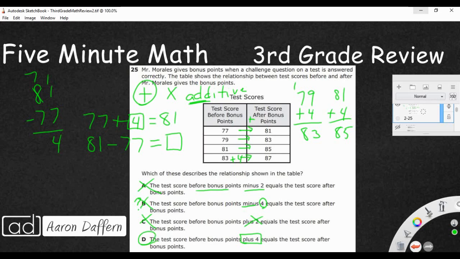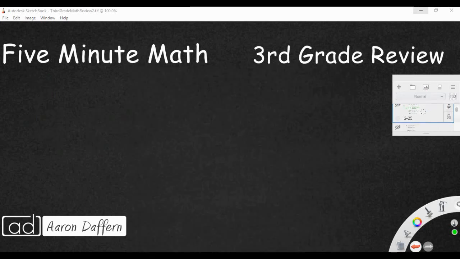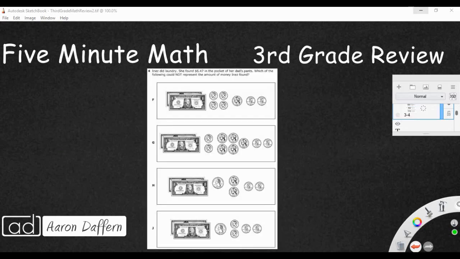And then we're going to kind of switch gears here and look at one of the test questions from that year that was about counting coins. In second grade, students were counting coins up to $1, but now in third grade, we are actually adding some bills as well. So Inez did laundry. She found the only number we have here is 647. It's kind of small on the screen, so I'll write it for you. That's what she found. Which of the following could not?